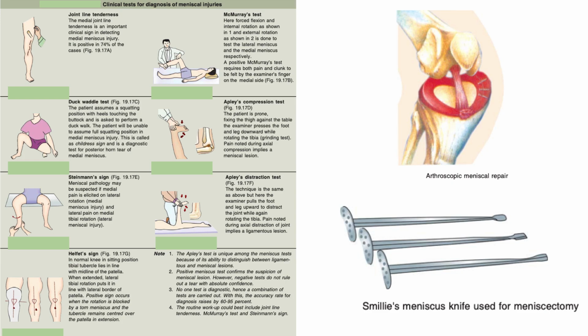Okay. And then you have Helfet's test. In a normal knee in sitting position, the tubercle lies in line with the midline of the patella. When extended, lateral tibial rotation puts it in line with the lateral border of the patella. So the positive sign occurs when the rotation is blocked by a torn meniscus and the tibial tubercle remains centered over the patella in extension.